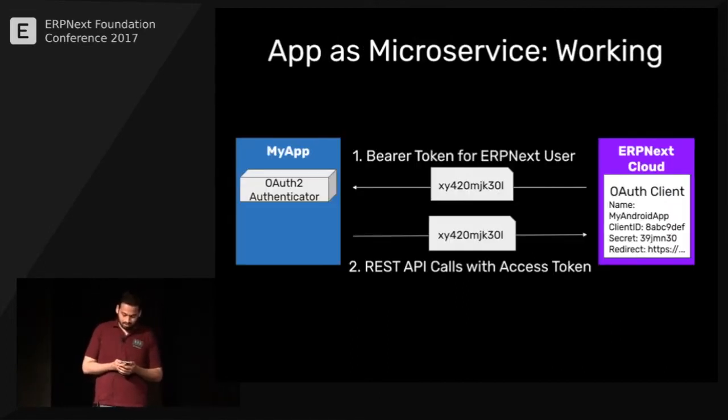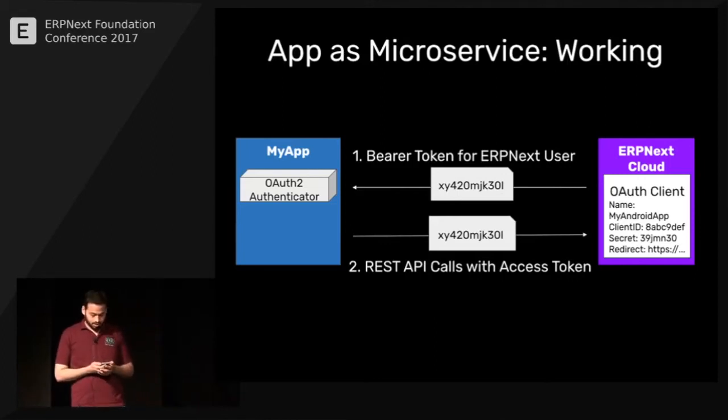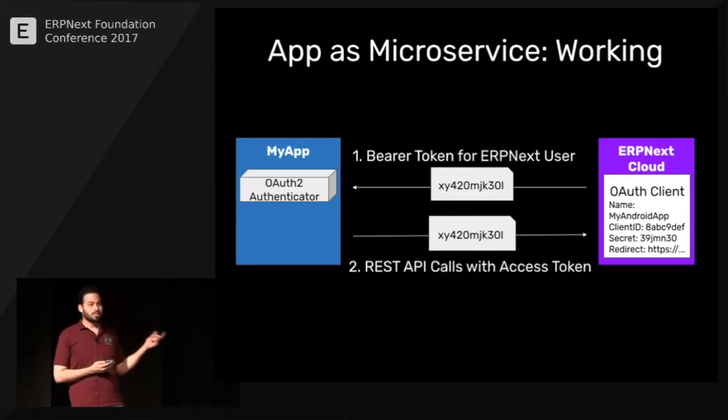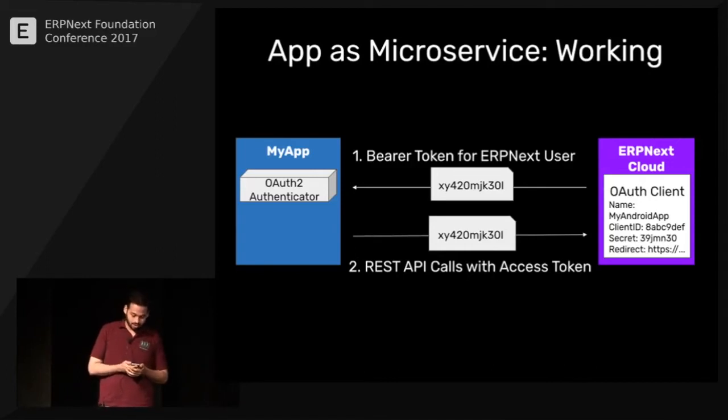So this is what I explained before. You have an ERP Next cloud. You register your application as an OAuth client on the ERP Next cloud. You get a token, and you use that token to make REST API calls to ERP Next. So a resource request happens that way.